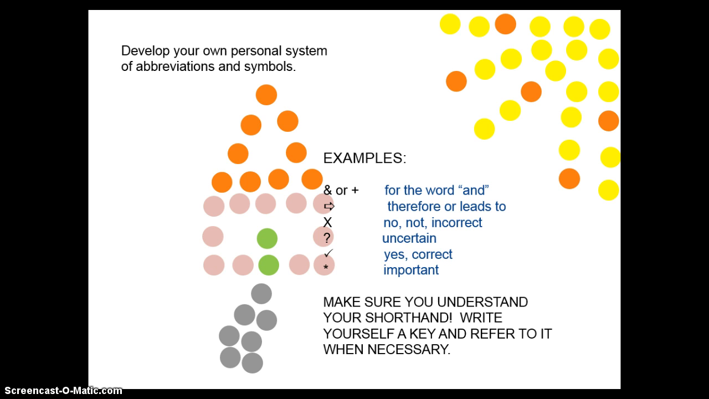You put a question mark if you're uncertain, maybe something that you need to go back and check on. There's a check mark for yes or this is correct, and then put a little star or an asterisk if something's important. Now let me give you a warning. If you're going to use shorthand, and I suggest that you do, make sure that you understand it. You need to write yourself a key and refer to it so that when you use these symbols, you can go back later and understand what you're using them for and what they mean.